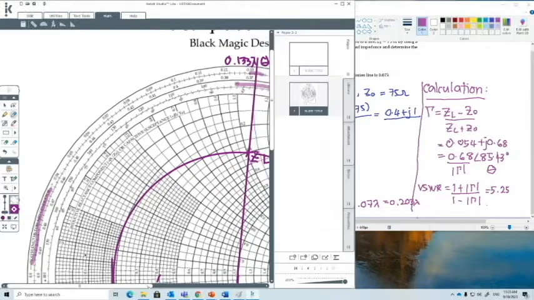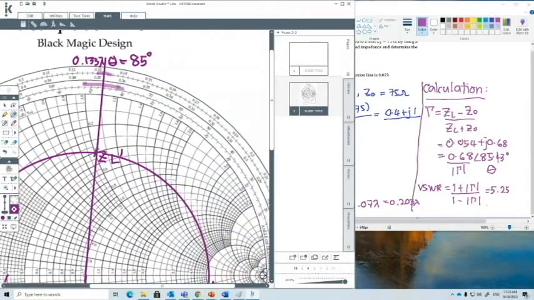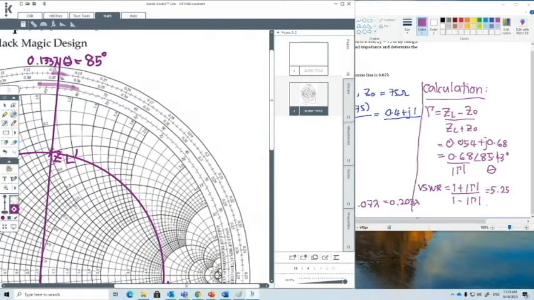0.203 lambda. So we must find where is 0.203 lambda. So I move our Smith chart. Pada tempat yang sama, kita cari 0.2. So 0.2 dekat sini. So yang ni adalah 0.21. So sini adalah 0.02. So saya tanda kat sini sikit lah untuk dapatkan 0.203 lambda. So I mark here 0.203 lambda.